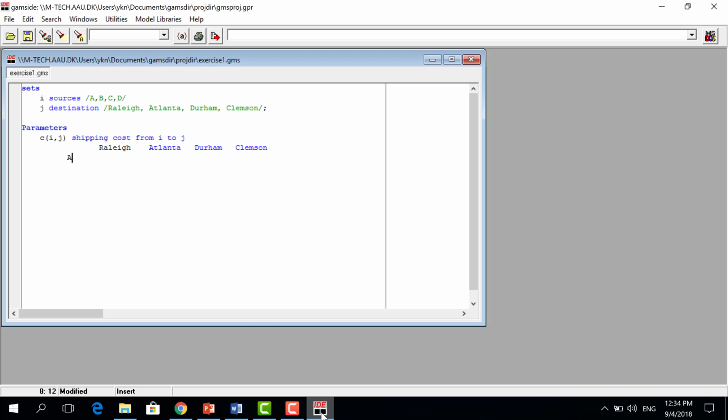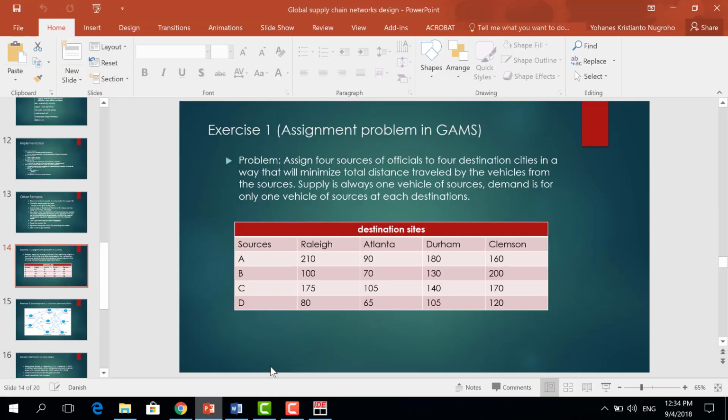And we have A. Maybe it is much better. We have A, we have here B, we have here C, and we have here D. Yeah, these tables actually compose the cost parameters exactly as the tables that we already have in our PowerPoints.